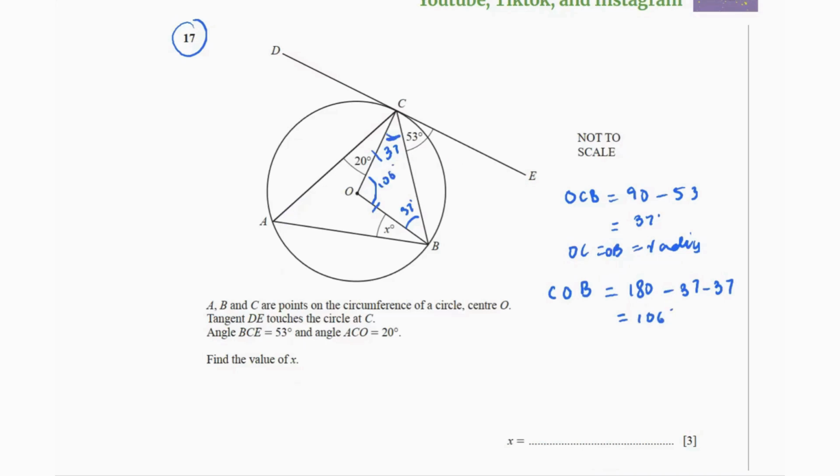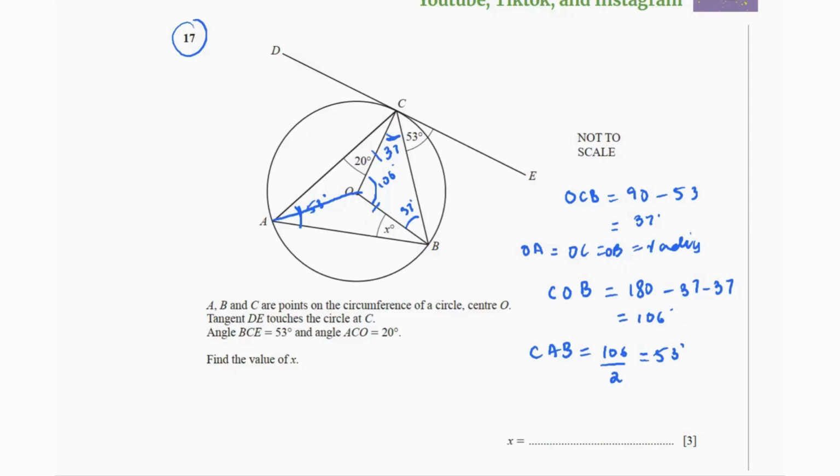Now we can find this angle because the angle at the center is twice the angle at the circumference. So CAB is 106 divided by 2, 53 degrees. Now what we're going to do next is join A and O, and we have other triangles, triangle AOC and triangle AOB. AO is also equal to OB and OC because, again, the radius.